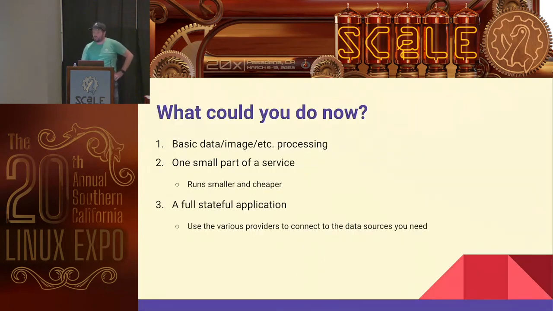If you want to try it out, you can try it out right now. So some examples of what you could do: basic data or image processing type stuff, just a simple service that you could run over that's kind of isolated. You could also try one small part of a service, like I was simulating this time. Build one thing that can compile down to WebAssembly, have the rest of your stuff still running in Kubernetes. You can also, if you're trying something greenfield, do a full stateful application as well.